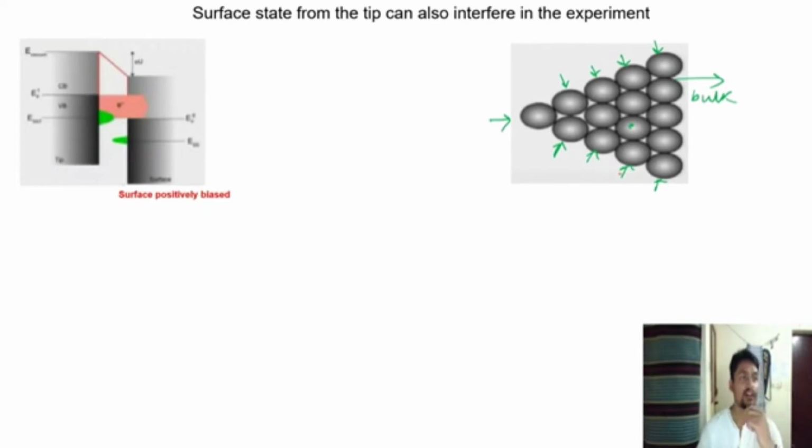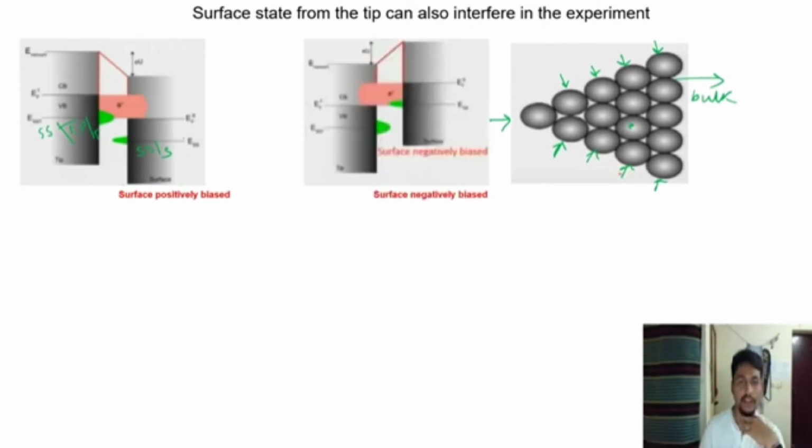Now this is the surface state of the tip, and this is the surface state of the surface. This is the case of positive bias, and this is the case of negative bias. You can clearly see that whenever we apply positive bias, the surface state of the tip is involved. And whenever we apply negative bias, this is negative and this is positive, of course, and that time the surface state of the surface is involved.